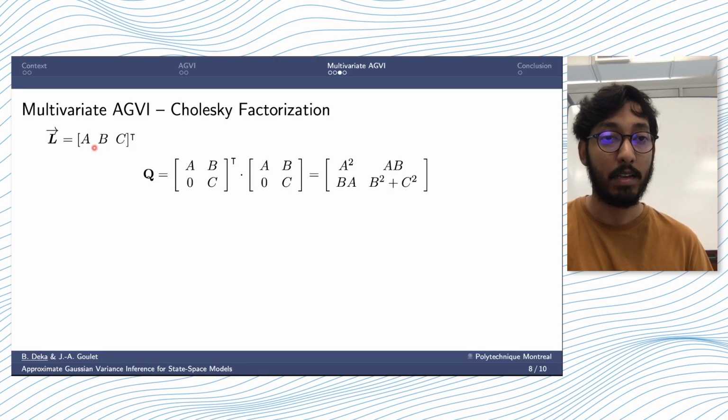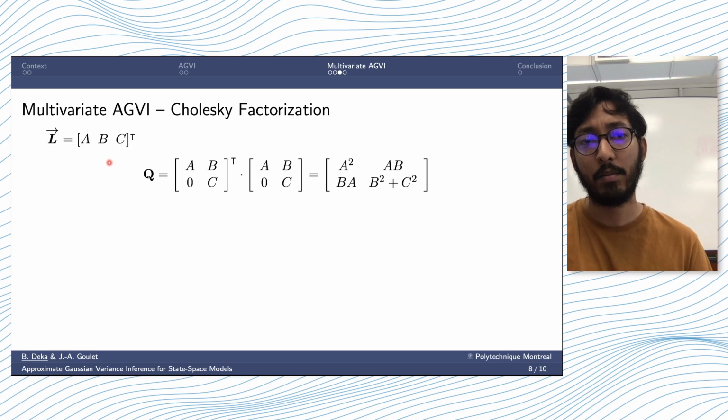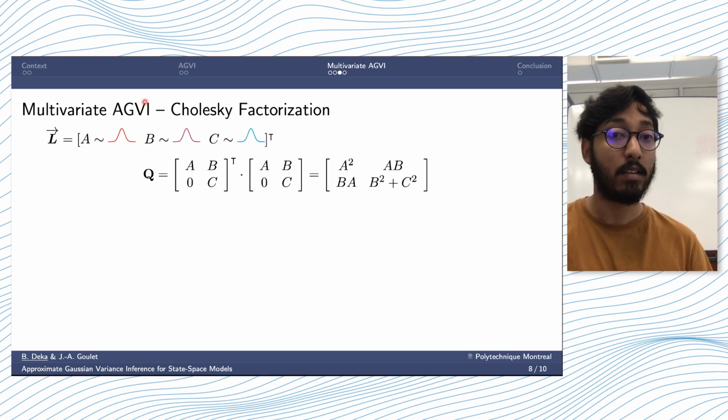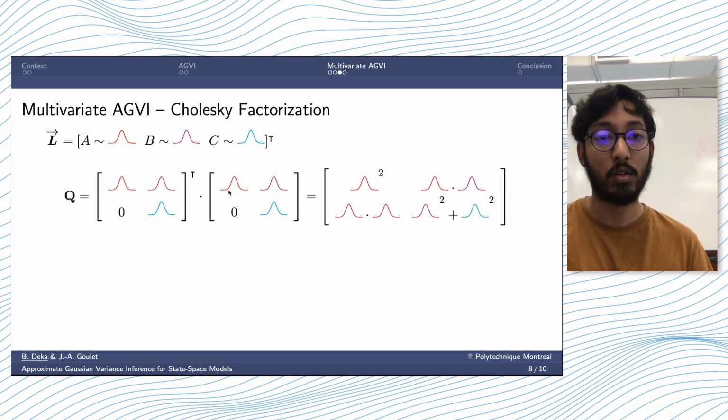For example, let's consider A, B, C to be the random variables or the elements of the random matrix L. So it will look something like this, where Q will be equal to L transpose times L, where all these A, B, and C are the elements of L. And eventually we'll obtain this matrix where we have these terms A square, AB, BA, B square plus C square. Now, let's consider that A, B, and C are all Gaussian random variables, and let's substitute in this matrix multiplication. So it will look something like that.